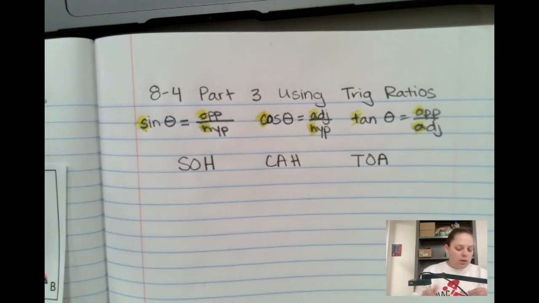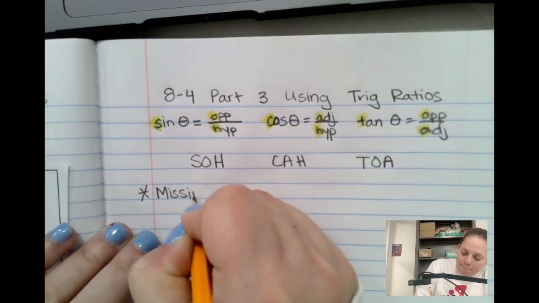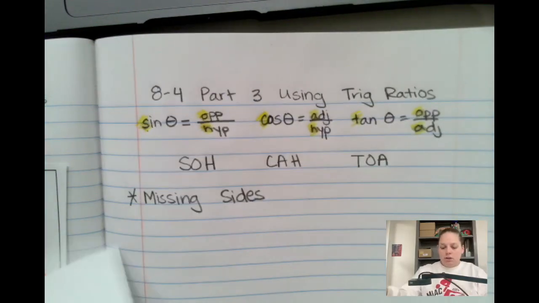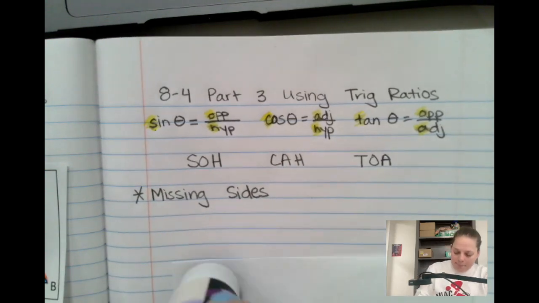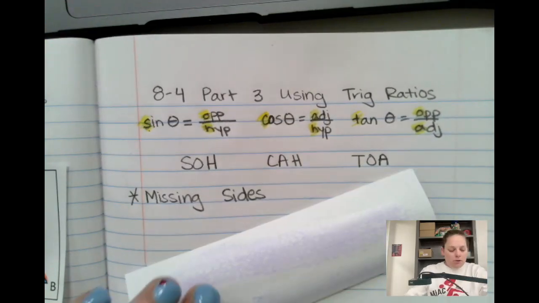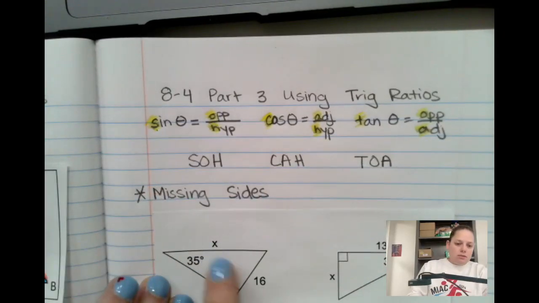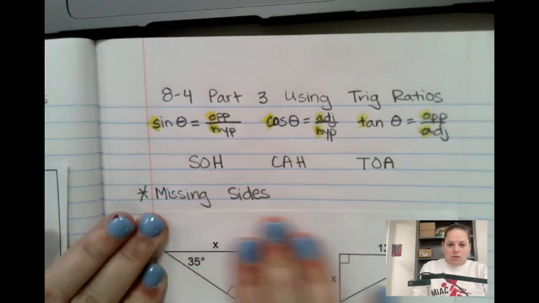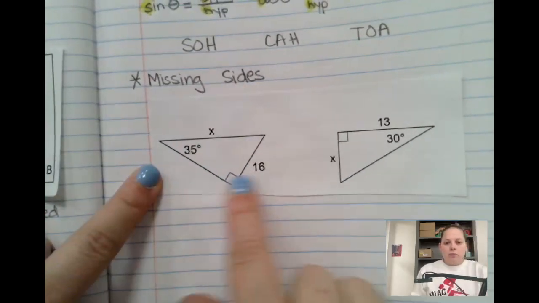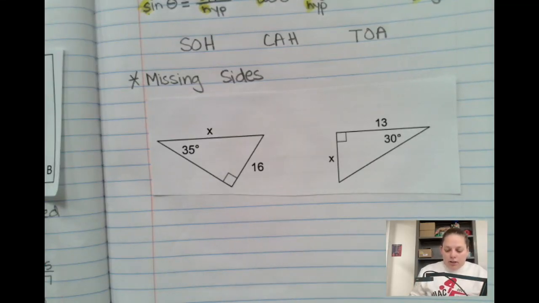So the first thing we're going to do is find missing sides. We have 4 examples total today. You will need a calculator as you work, and you will need a glue-in. You're going to get 2 glue-ins today. The first one is the one that has an X. So find that first one with an X. All right, go ahead and get that glued in.